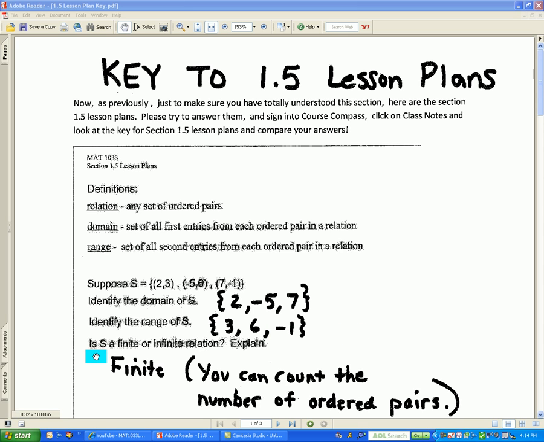The final question on this page, is S a finite or infinite relation, and please explain. Well, the reason S, the set that we just looked at, is called a finite relation, F-I-N-I-T-E, is because you can count how many ordered pairs there are in S. 1, 2, 3. There are 3 ordered pairs, it's countable, it's finite.